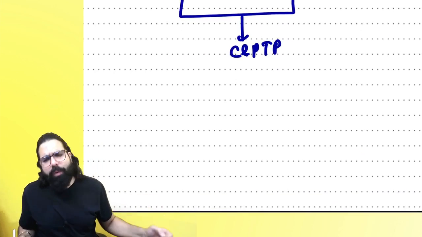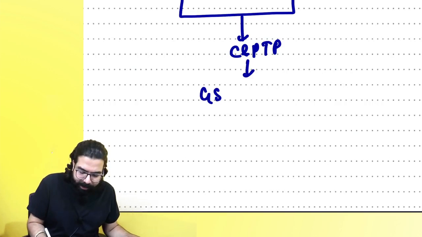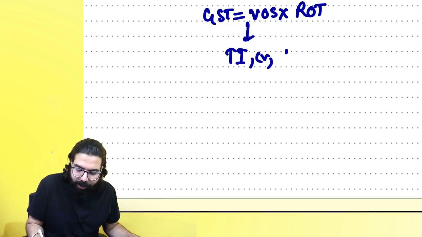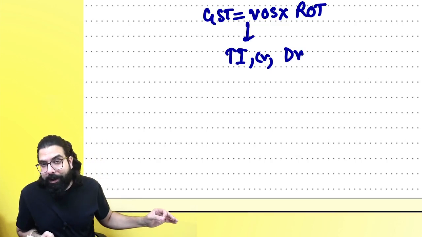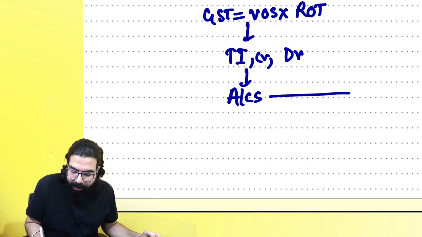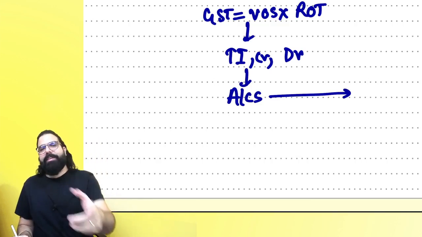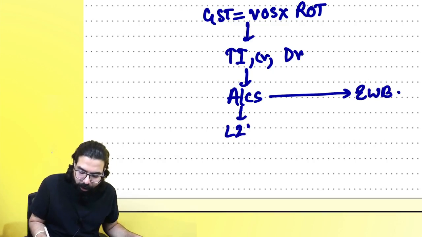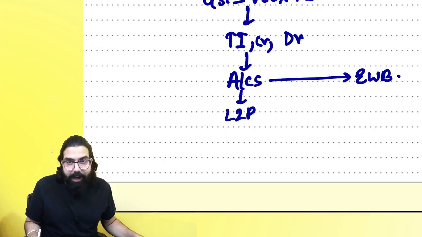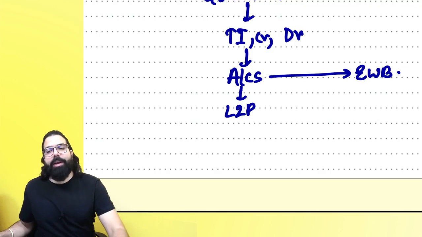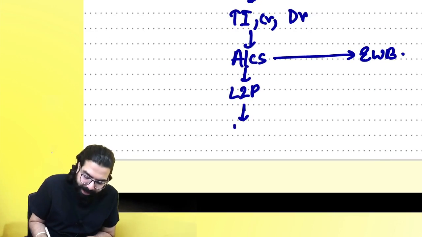How will he collect? How will he pay? He will calculate GST as value of supply into rate of tax. Once you know the value, you will prepare the tax invoice, credit note, debit note. Then you maintain your accounts and records, and send the goods to the other person with the help of an e-way bill. Now liability to pay will come, and once it has come, you will use your input tax credit.